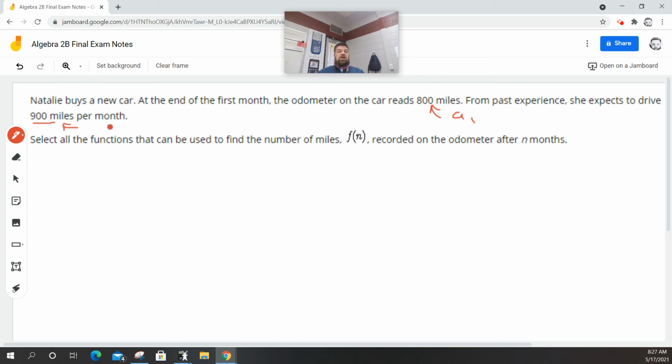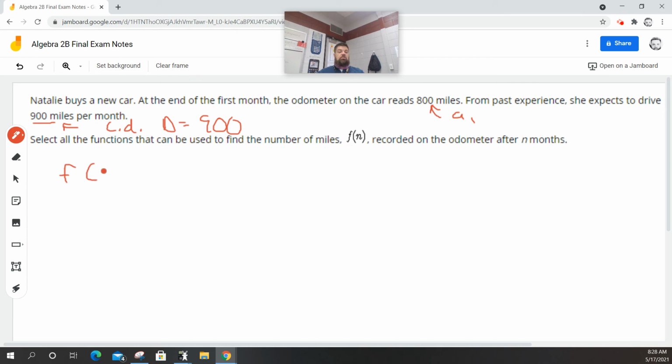Now this is probably arithmetic, and we would call this the common difference or just D. Okay, so D equals 900. That's the common difference. And it says select all the functions that can be used to model the miles. So this is like a recursive one.